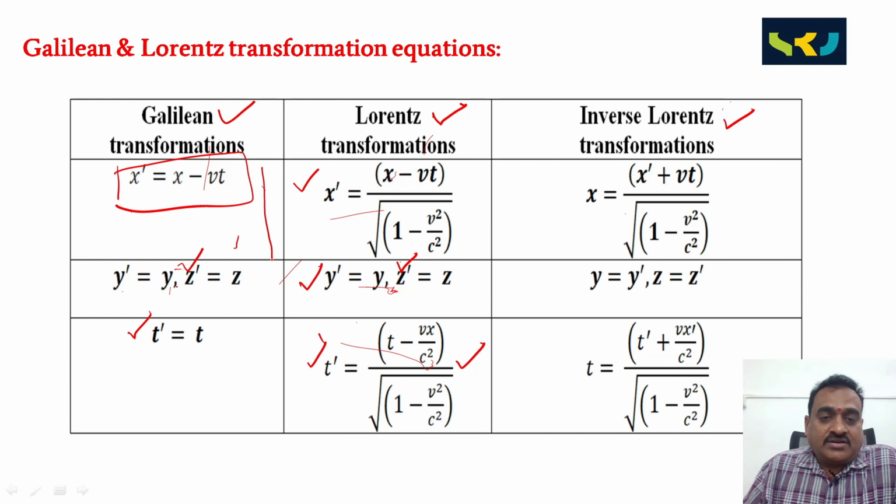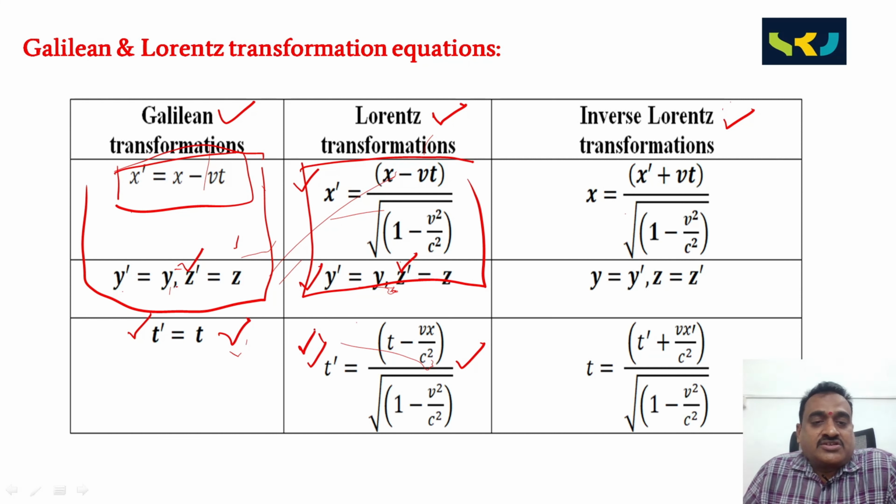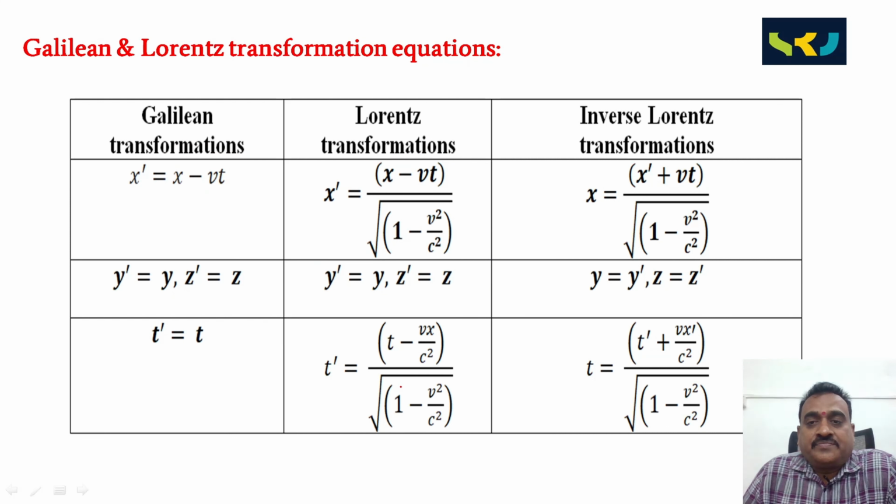So these are the space Galilean transformation equations, these are the space Lorentz transformation equations, and these are the time transformation equations. T dash is equal to t is the Galilean transformation equation in terms of time, that is the time Galilean transformation equation. Here t dash is equal to t minus Vx by C square all divided by root of 1 minus V square by C square is the Lorentz transformation equation in terms of time. So this is the time Lorentz transformation equation.